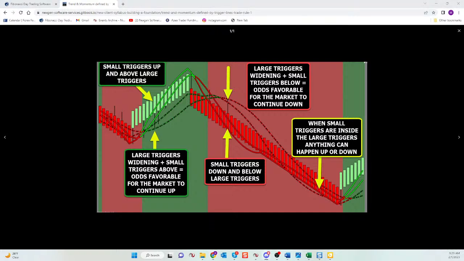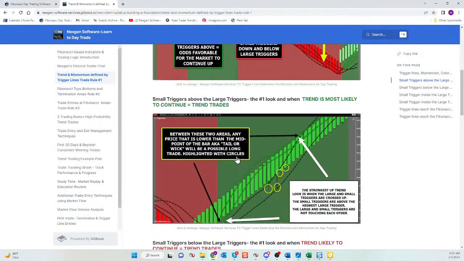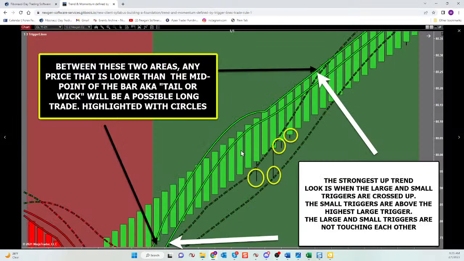You guys are going to hear me say odds favorable momentum throughout the day. What was your trigger look? Did you have odds favorable momentum? Sometimes I'll type it on a chart, OFM. The answer should always be yes for the first 30 days, going for that high probability trend trade. Because when those small triggers work their way into the large triggers, we call this a weakening of the large triggers. Anything can happen up or down. You go from odds favorable to anything can happen. So in the very beginning, we're going to commit to that odds favorable momentum. And remember, we're studying to develop trust.